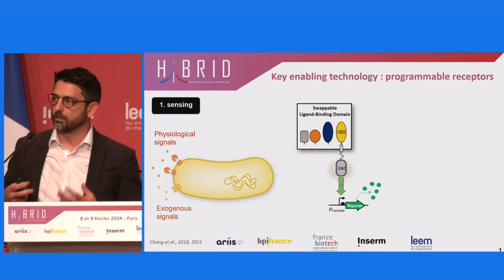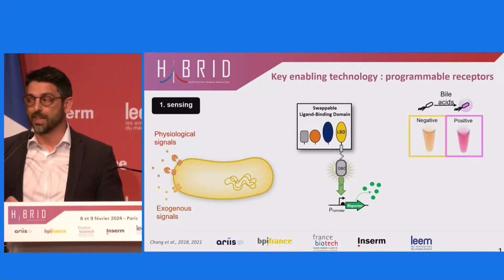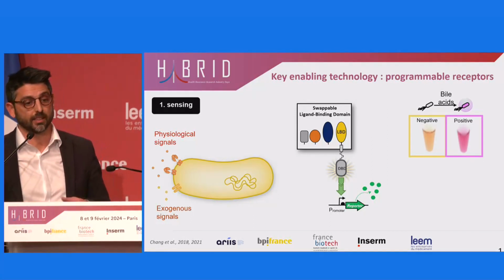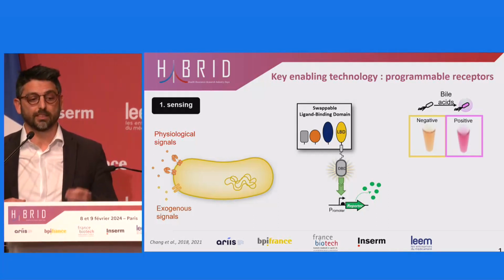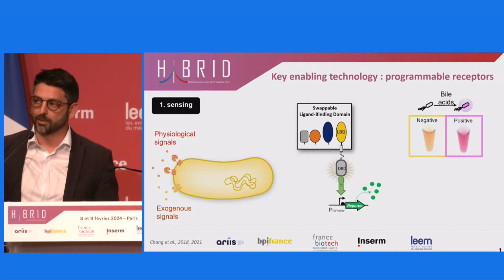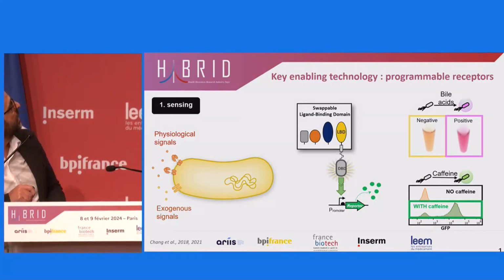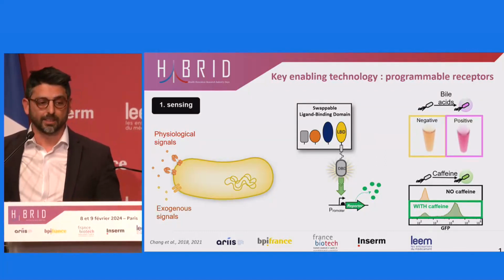And in this way, you can reprogram detection. So we did that for physiological signals, for example, bile acids, which are a marker of intestinal location, but also a marker of liver dysfunction in the serum. And you can see here, the bacteria can actually detect them and produce purple color when they're in the serum of a patient with liver disease. We changed this domain for a domain that detects caffeine, and now the same receptor can actually detect caffeine. You can see the fluorescence of the cells actually increasing here, so detecting an exogenous signal in that case.